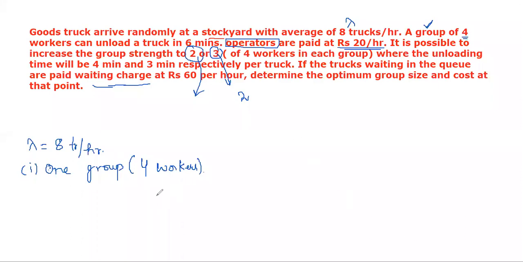So you should clearly identify: a group of 4 workers can unload a truck. 4 workers are unloading a truck, that means they are working, they are providing service. At what rate? They can unload a truck in 6 minutes. That is, 6 minutes it takes to unload per truck. Minutes per truck means the inter service rate.